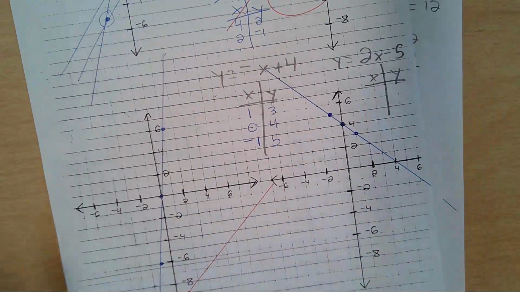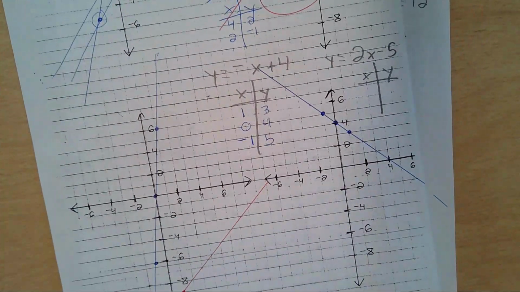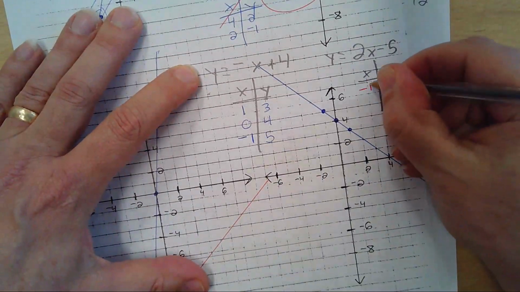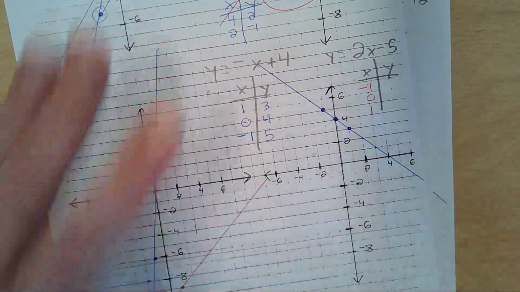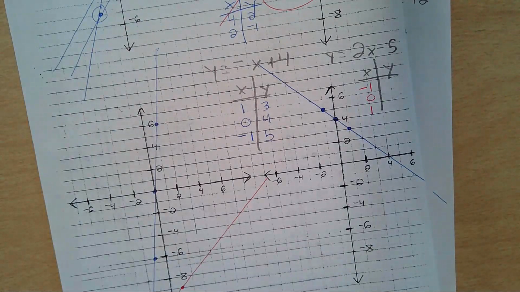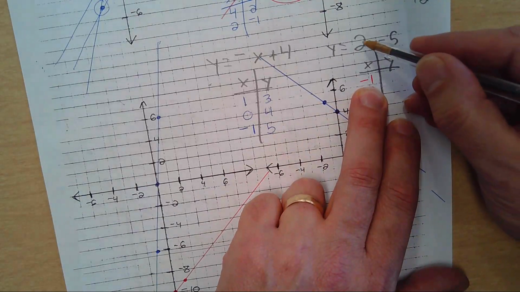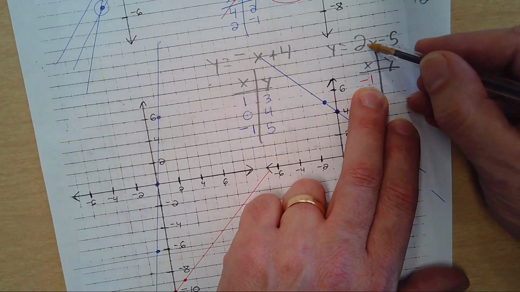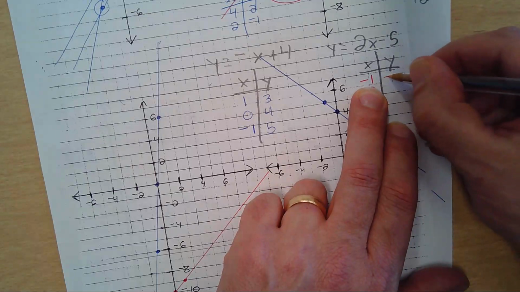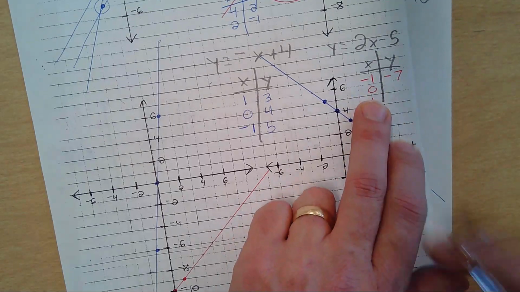Nick, what are your three x values for this one? -1, 0, 1. I like how you guys are rolling here. That's pretty much the same things I picked too. I keep it as small, as simple as possible. There's no reason to do it any other way. So -1 times positive 2 is -2. -2 minus 5 is -7.